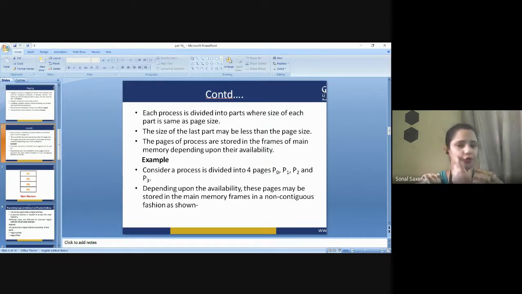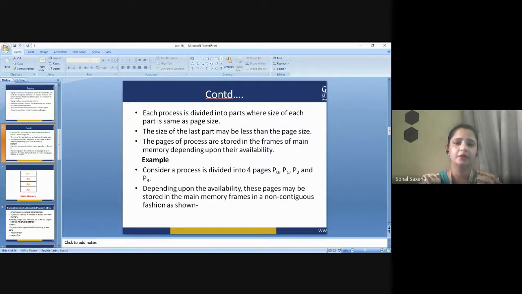So how are you going to do that? Let us assume that the partitions of the secondary memory are called pages, and I have partitioned the secondary memory with pages of 2 bytes each. That means each page is of 2 bytes. So when you divide the process, you have to divide it into 2-byte parts. Whatever the size of your page, it should be the same size as the partition of a process. The size of the last part may be less than the page size.